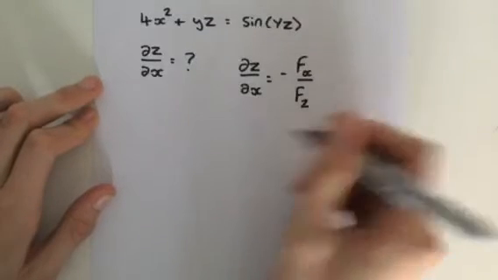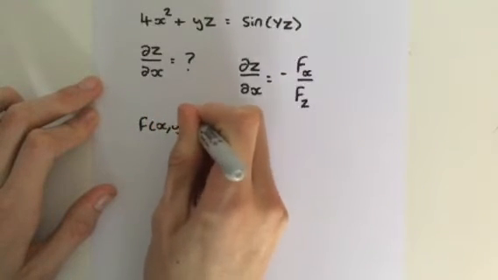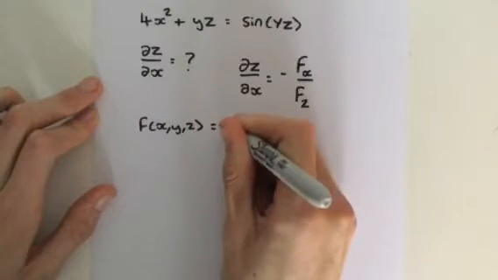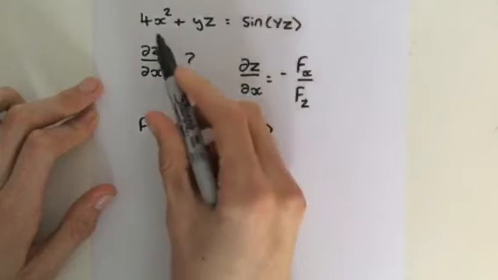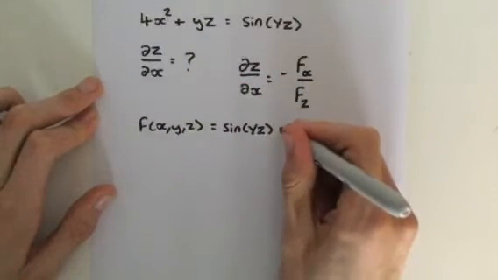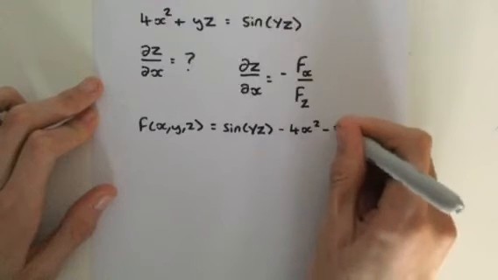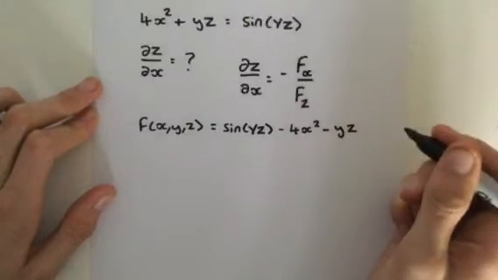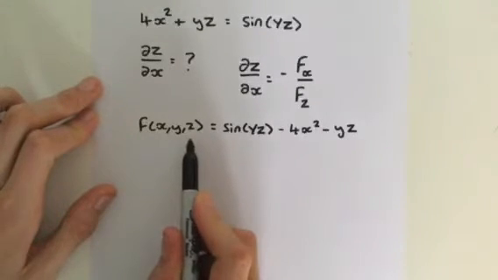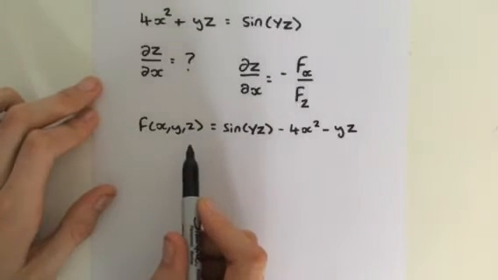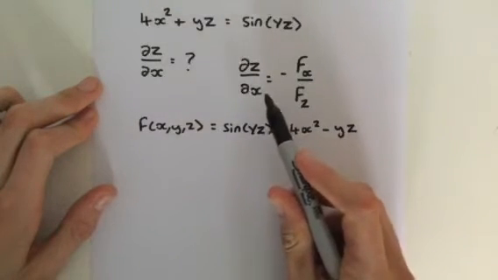So let's take a function f of x, y, z. This is going to equal the sine of y times z minus this term here. So it's going to equal 0. Minus 4x squared minus y times z. Okay, so you make the equation 0 and you simply put your function where the 0 is. Okay, so let's use the implicit function theorem.